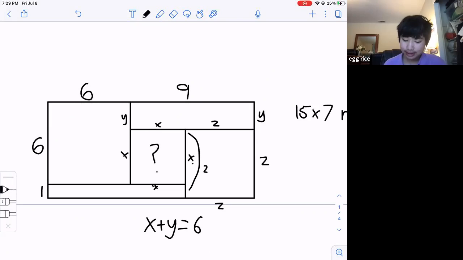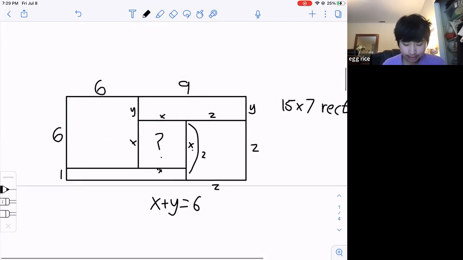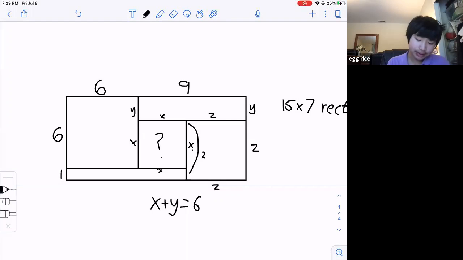Just any other relationships. And we can even do subtraction as well. So we had x plus y, but why don't we also look at x plus z?